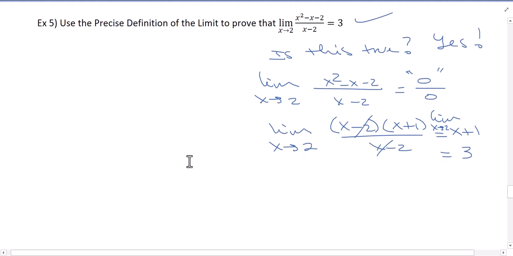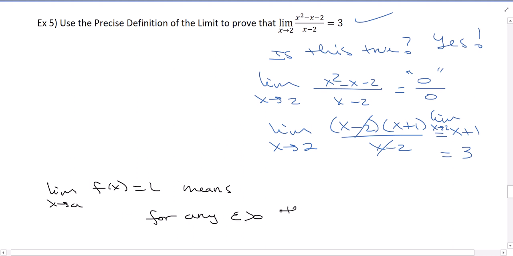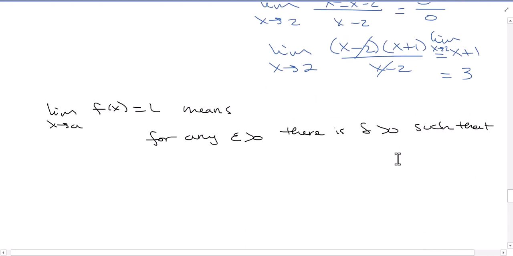Okay, so what is our definition of the limit? Let's write it down. The limit as x goes to a of f of x equals L means that for any epsilon greater than 0, there is a corresponding delta such that if, this is our big if statement, right?